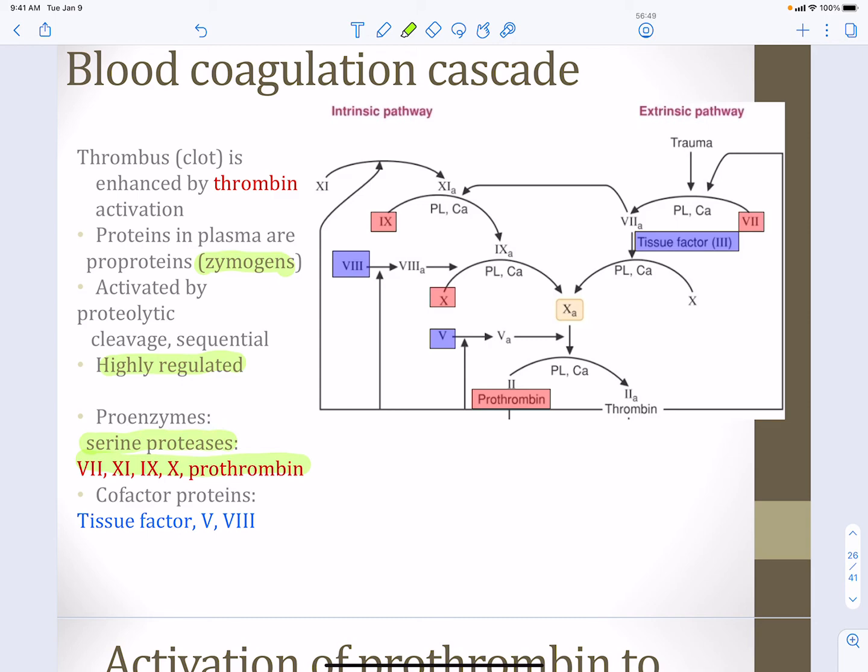We have our factor 7, which is shown here. That's a serine protease. We have our factor 11 up here. We have factor 10, which is what everything converges on. And we also have prothrombin.